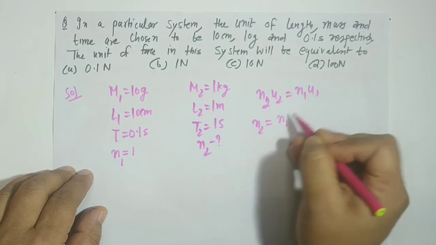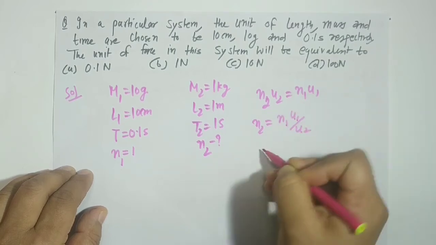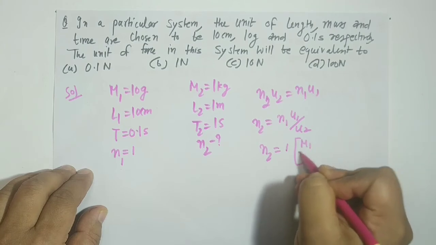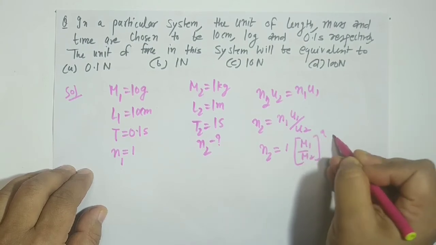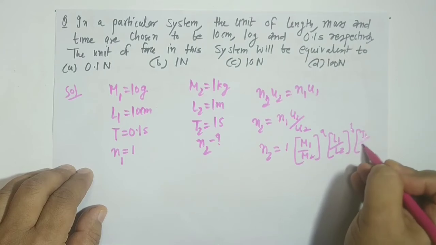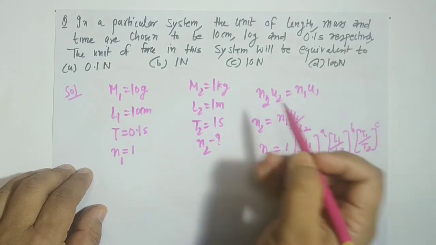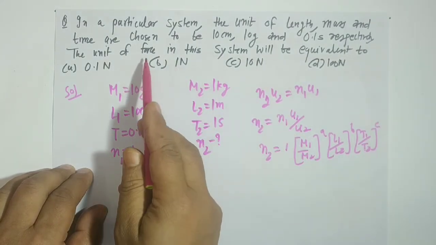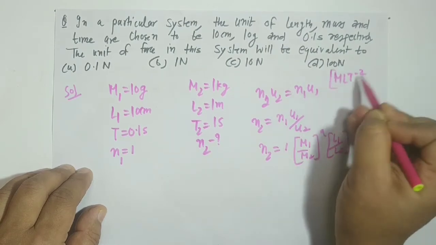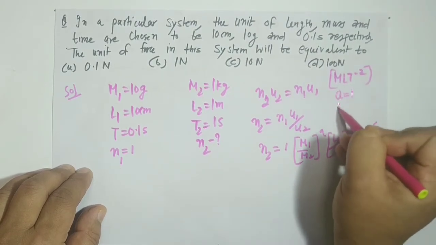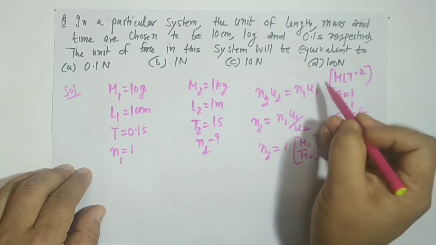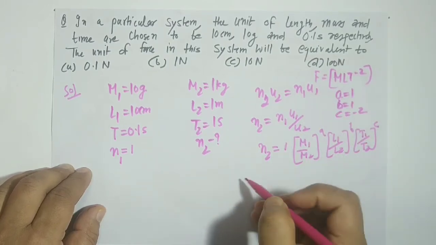So n2 equals n1 u1 by u2, you remember it, and n1 is 1, u1 will be written as M1 by M2 to the power a, L1 by L2 to the power b, T1 by T2 to the power c. And this is the system you have taken for force. So we know that force is M L T to the power minus 2. So a is 1, b is 1, c is minus 2, because this is force. So we'll put it here.